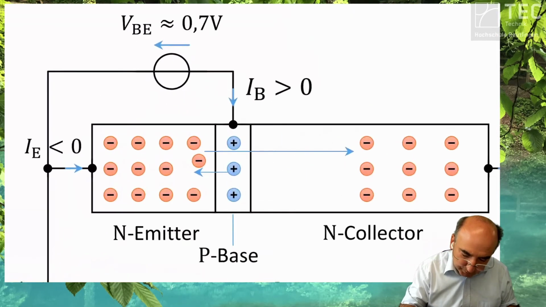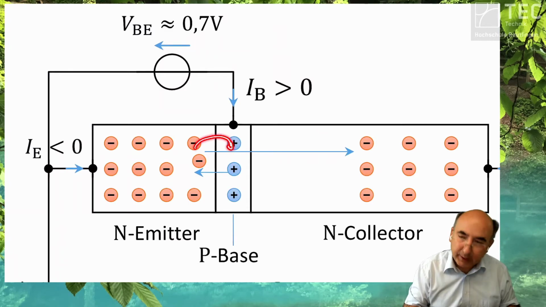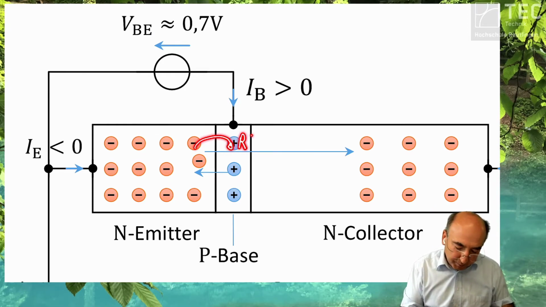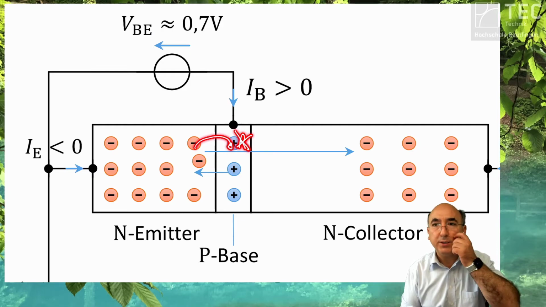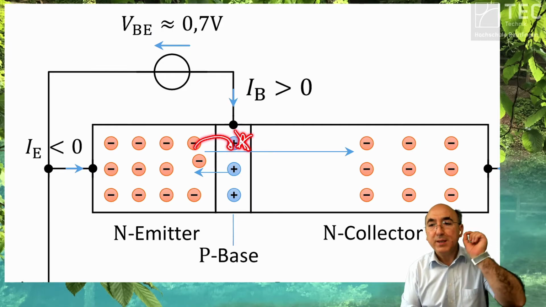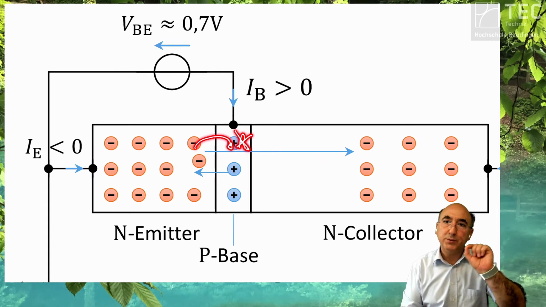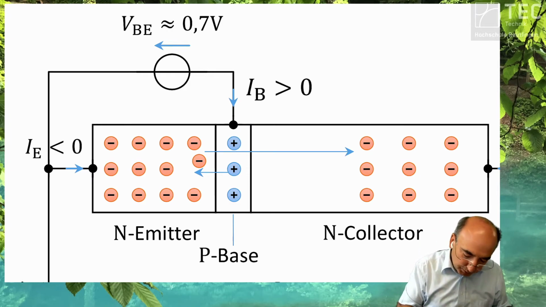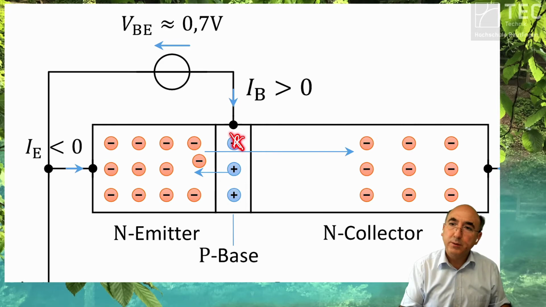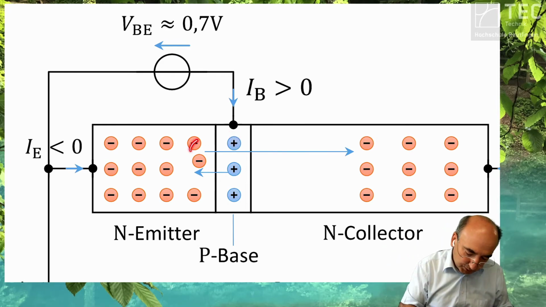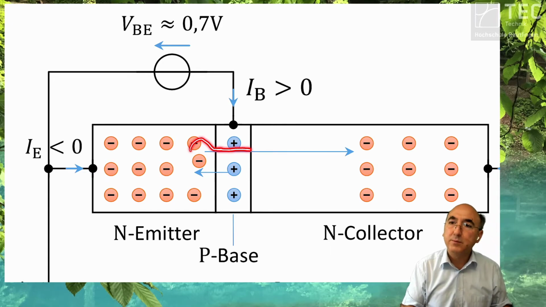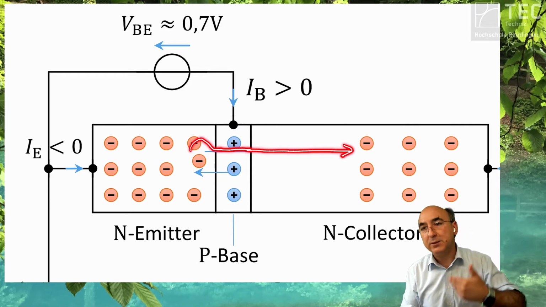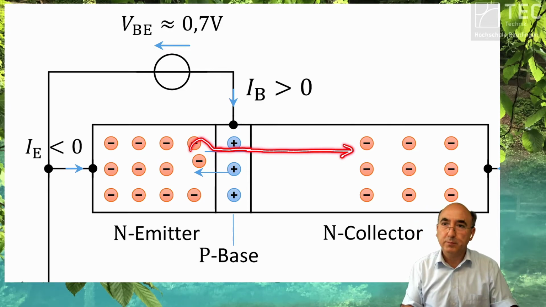We inject the electrons into the base, but we don't give them the chance to recombine. We prevent the recombination. That's the way the bipolar transistor works, although you have two diodes antiparallel. So the recombination prevention gives the chance for the electrons to pass the base and be sucked up by the collector, which collects the electrons, therefore the name.